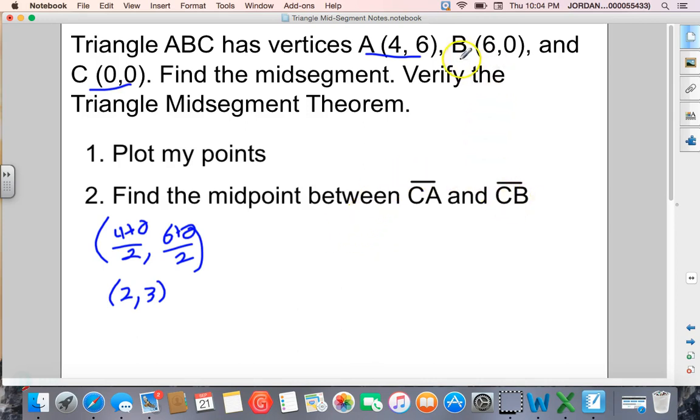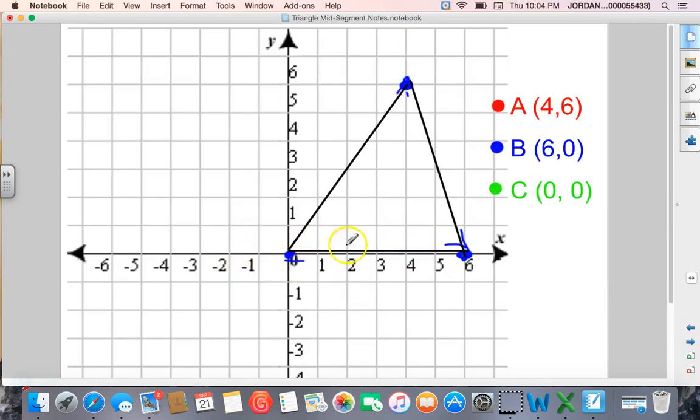And then also C and B. So we got B and C. So add the x's, 6 plus 0 divided by 2, 0 plus 0 divided by 2. Well, 6 plus 0 is 6, divided by 2 is 3, 0 plus 0 is 0, 0 divided by anything is 0. So our midpoints are 2, 3, and 3, 0. So go over 2, up 3, and over 3 and up 0. So right there are our two midpoints. So this would be our mid-segment this time.